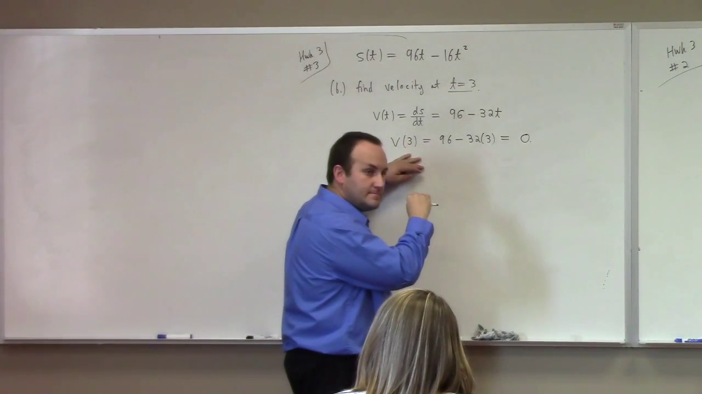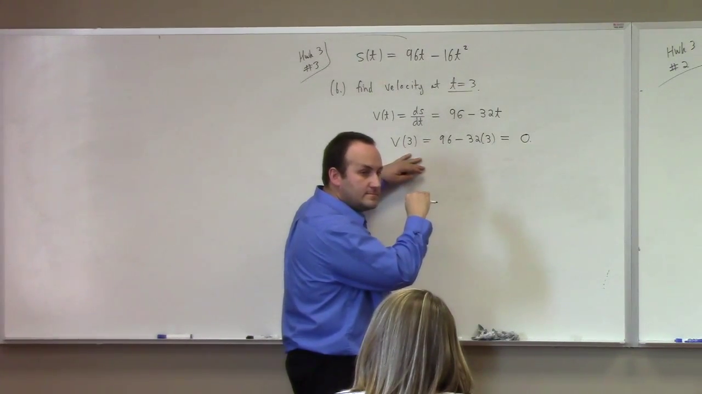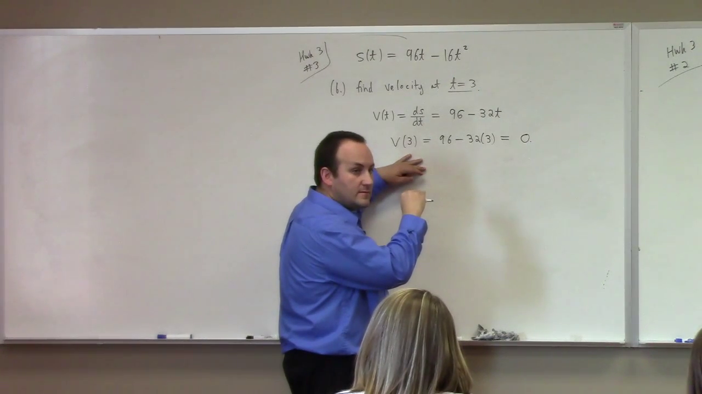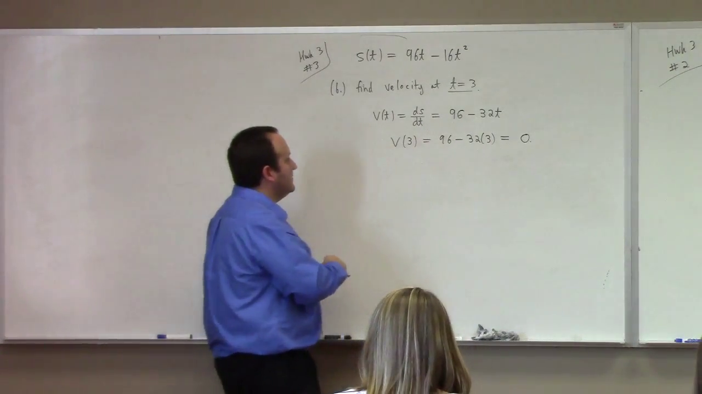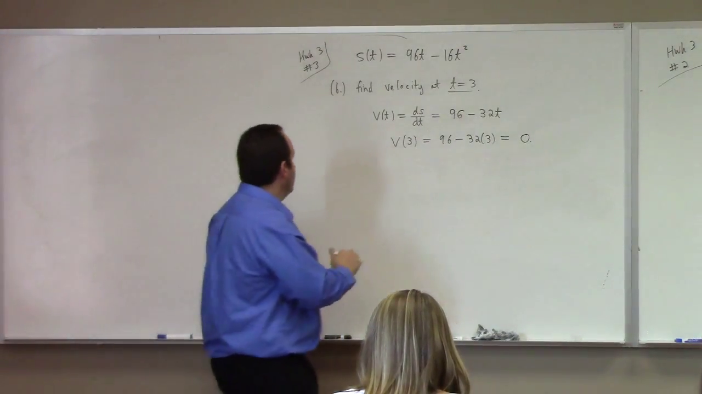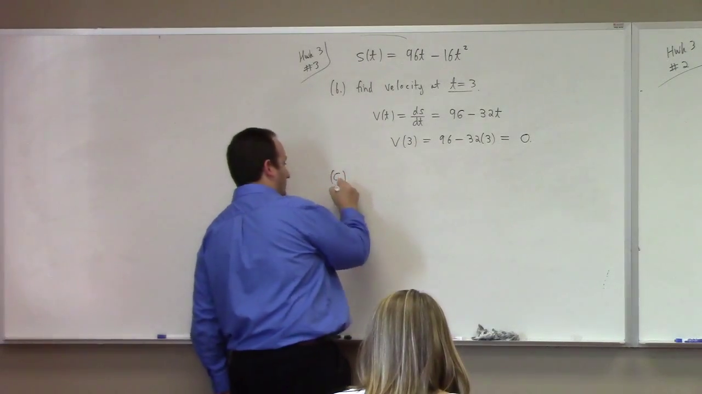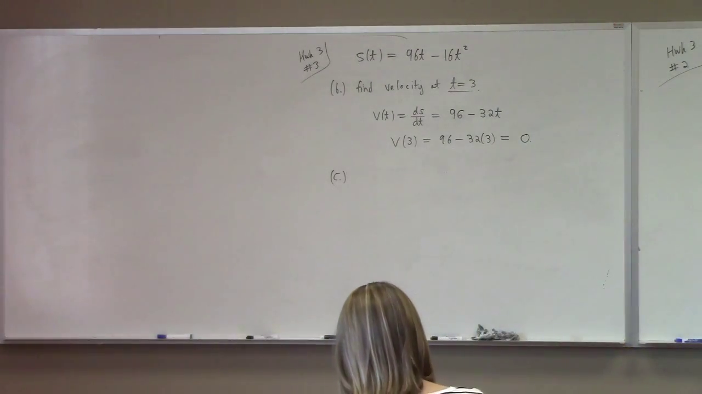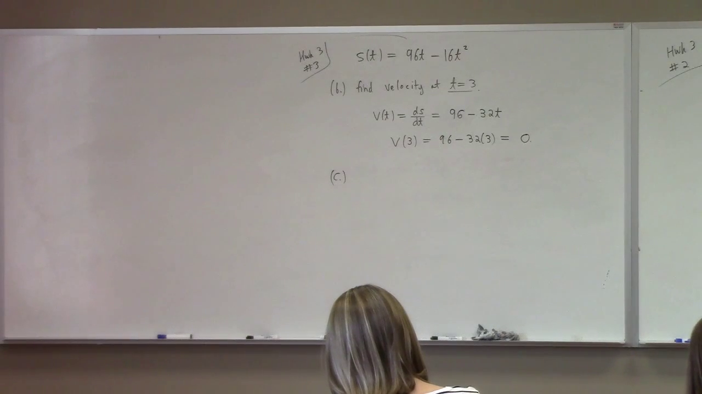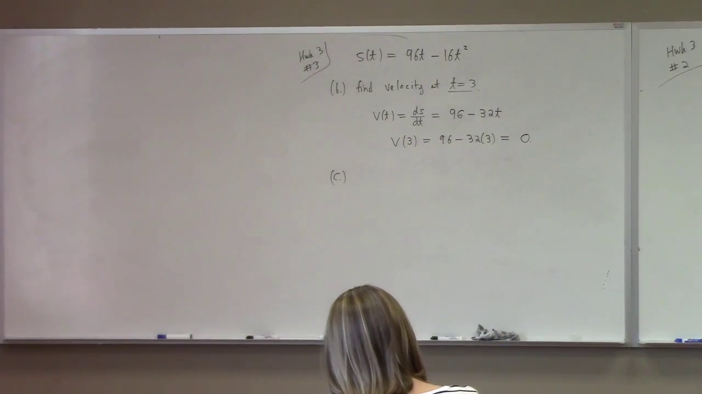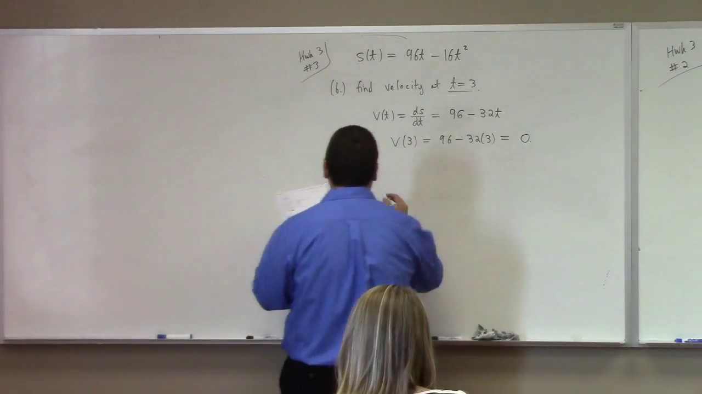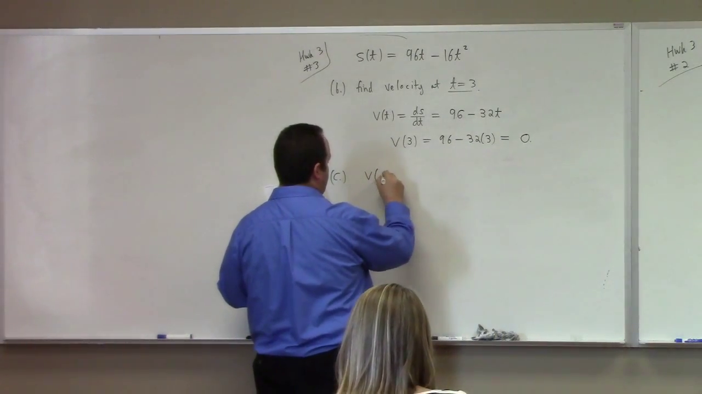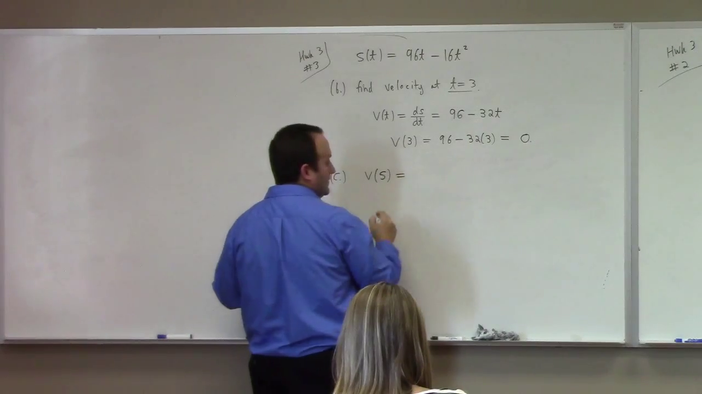I thought instantaneous velocity was the velocity at a particular time. Yes. The velocity at time 3. So then why is it for C not 0? Well, part C is what's the instantaneous velocity at time t equals 5. So at time t equals 5, I calculate v of 5.